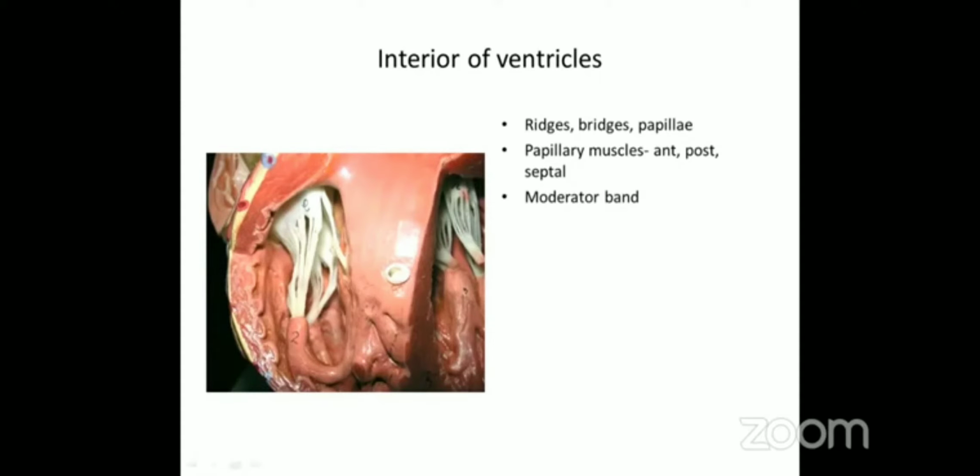Basically, what are these? These are elevations, as you know, ridges, bridges, and papillae. So there are anterior, posterior, and septal papillary muscles which are attached by chordae tendineae to the tricuspid valve. Along this portion up to the base of this papillary muscle, there is the moderator band. Deep to that will lodge the right branch of the AV bundle.